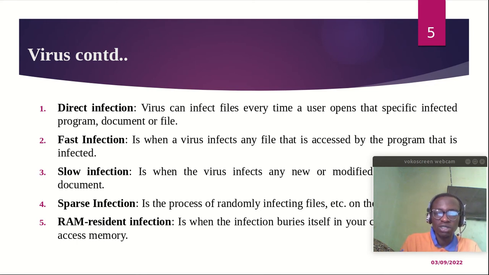Sparse infection is the process of randomly infecting files. For example, a virus infects different parts of your computer, such as the CD drive and your directory files, in many different kinds of activities. Then finally we have RAM resident, which is a kind of virus that resides in your random access memory.